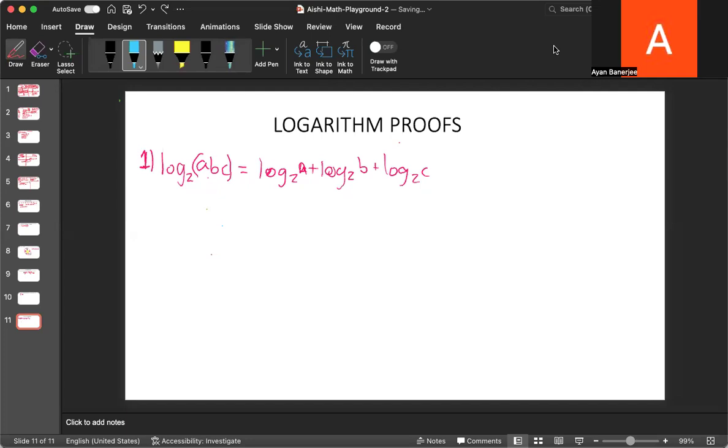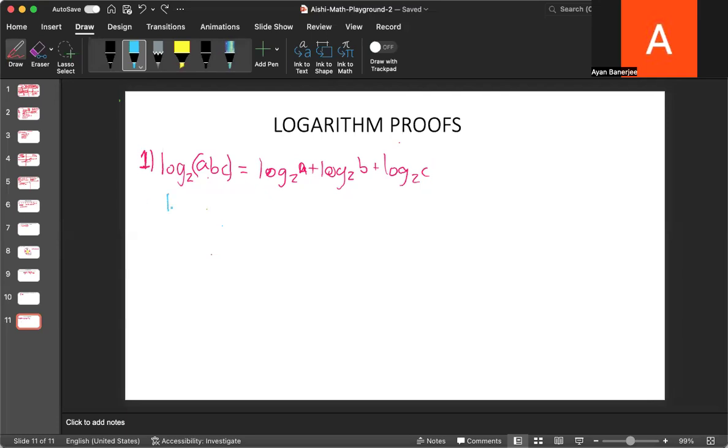So, we're going to have three proofs today, and our first one is we have to prove that log z ABC is equal to log ZA plus log ZB plus log ZC.